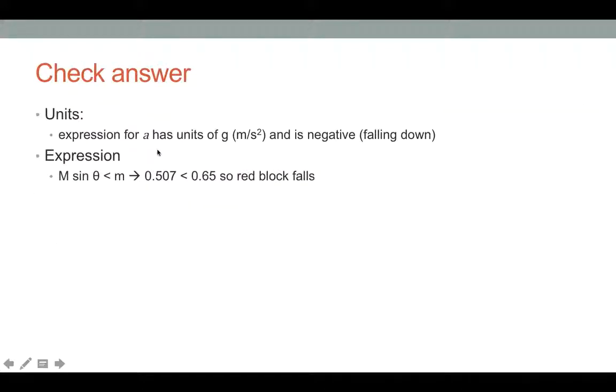And again, we want to ask ourselves, basically, does this make sense? Well, first, the acceleration for A should have the units of meters per second squared, and it does, because it has the same units as g. And it is negative, so it is falling down, and that's good. The expression is based on the difference between capital M sine theta and little m. And what we want is this little m to be heavy enough to basically overcome the weight of the second mass. And here it is, because m sine theta is less than a little m. So the red block will in fact fall down. And that makes sense. So we are done.